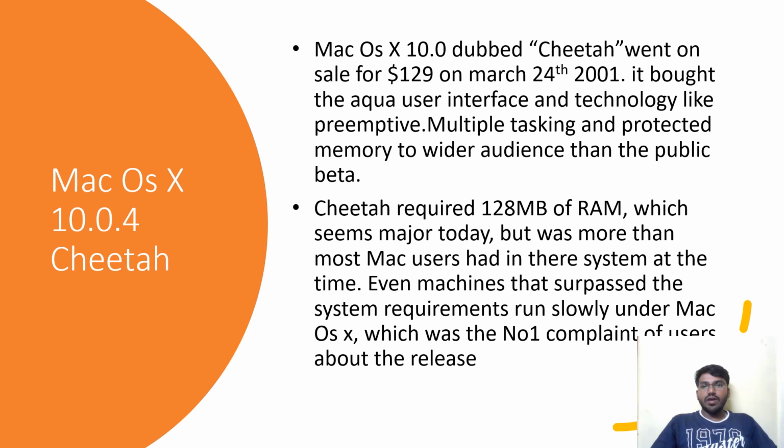It brought the Aqua user interface and technologies like preemptive multitasking and protected memory to a wide audience after the public beta. Cheetah required 128 MB of RAM, which seems minor today but was more than most Mac users had in their systems. At the time, even machines that surpassed the system requirements ran slowly under Mac OS X, which was the number one complaint of users about the release.